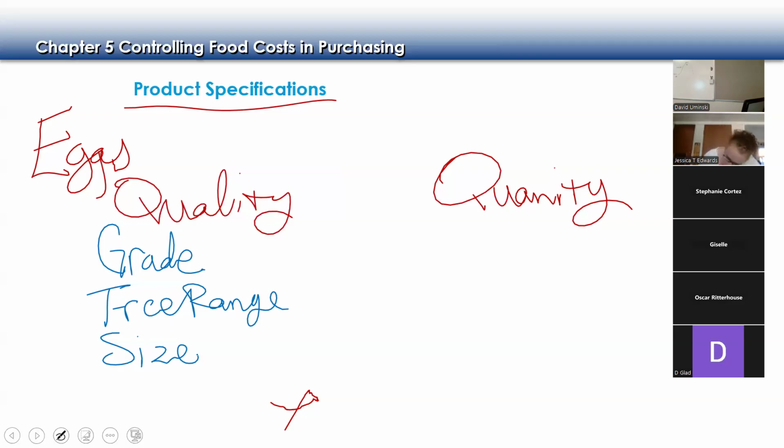Now, if I'm doing omelets, if I'm just scrambling a bunch of eggs together, does it matter if I have large eggs or extra large eggs? No, I'm just gonna scramble it anyways. I'm gonna use a ladle to scoop those scrambled eggs into my pan. So it doesn't matter if I have large or extra large. If the extra large are cheaper, I might as well go with that. Okay. What else?